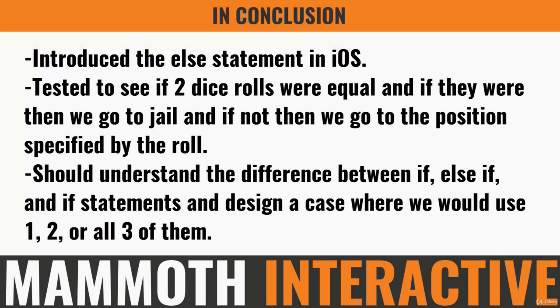In this part of our tutorial, we introduce the basic else statement in iOS. So we've looked at if, we've looked at else if, and then we introduce the else statement. We did this by testing to see if two dice rolls were equal. This is simulating a game of Monopoly. If they were, then we go to jail, and if not, then we go to the position specified by the roll. Again, in Monopoly, if you roll doubles 3 times in a row, you go to jail. That's what we were testing. We were on our third roll and testing to see if we got another doubles.